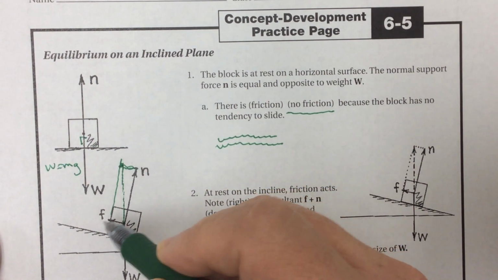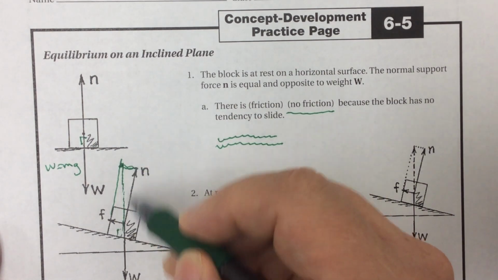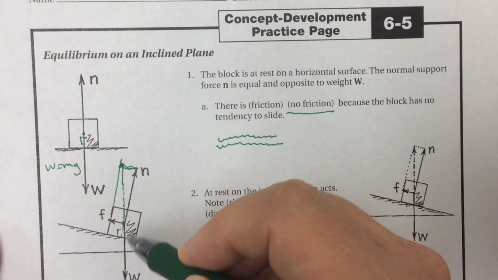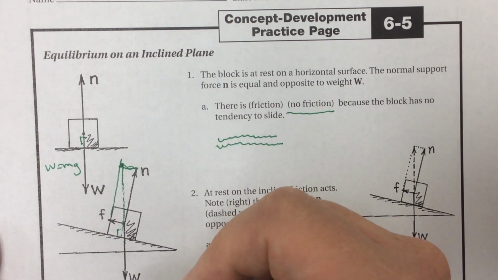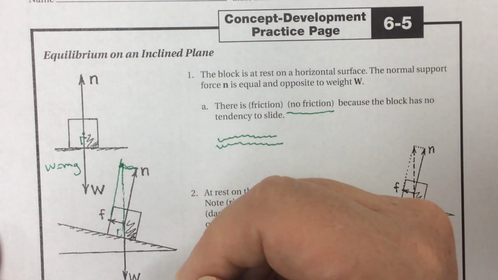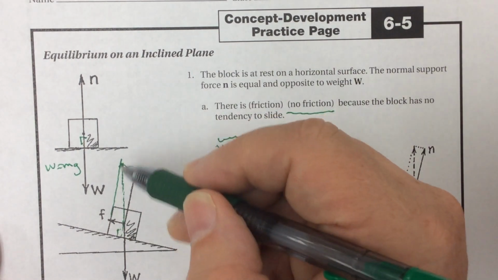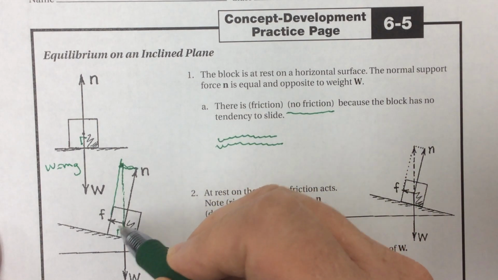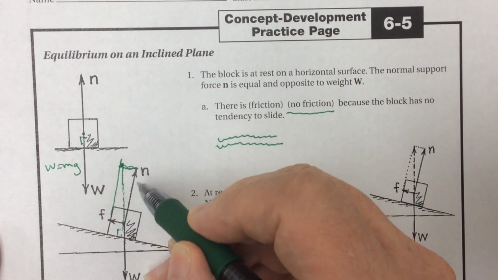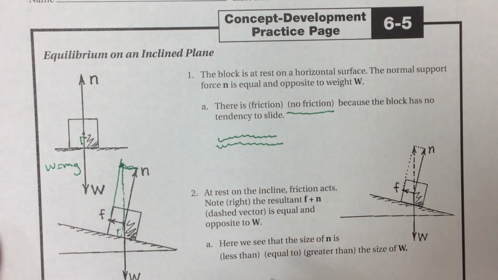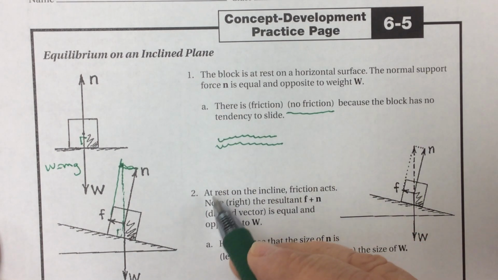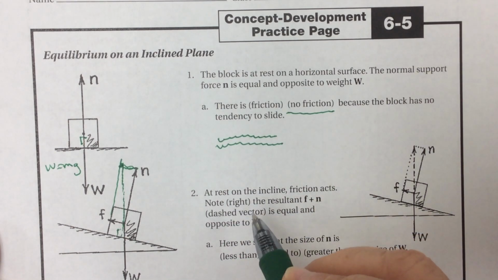It is simply the x component of the opposite to the weight, so that the block is not accelerating down into the table, not accelerating down towards the middle of the Earth. It's countered by some kind of support, and this support is broken into two parts. The normal force is part of the support force, and the friction is actually part of the support force. It's the x component of that force. So at rest on an incline, friction acts.